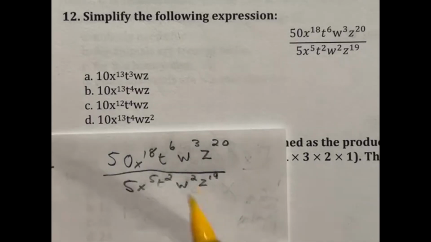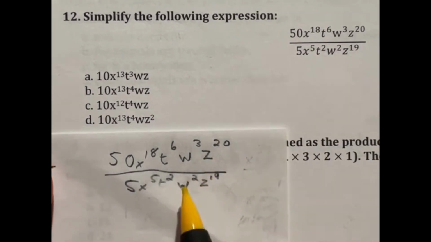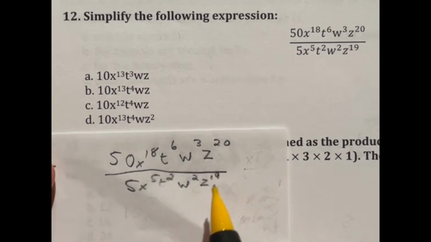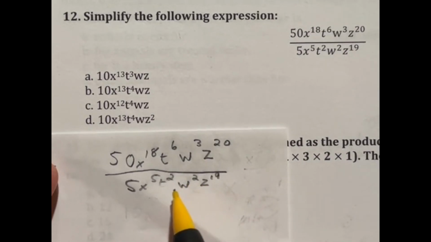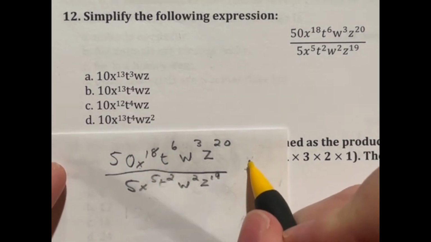For number 12, it's asking us to simplify the following expression, and it gives us this big long thing here that I've written down to make it a little bit easier on the camera. Now, the key to this question and simplifying it is knowing some of your exponent rules. An exponent rule says that if you have a term with the same base and you're dividing them, you can actually just subtract the exponents. The reason this works can be seen over here.